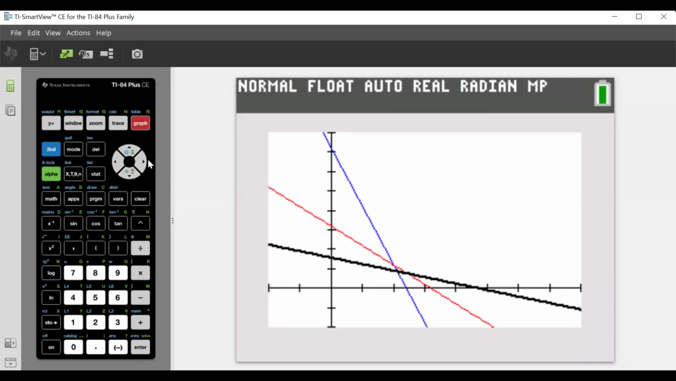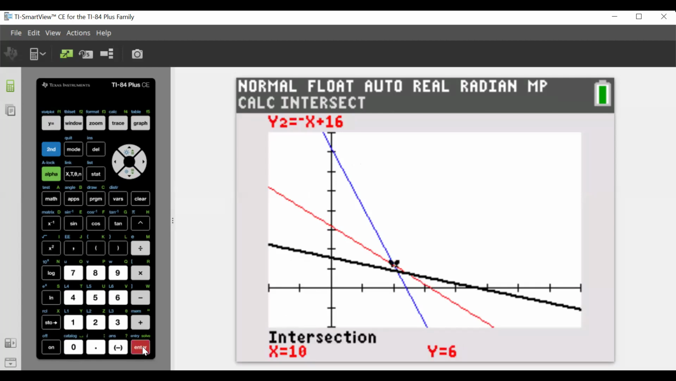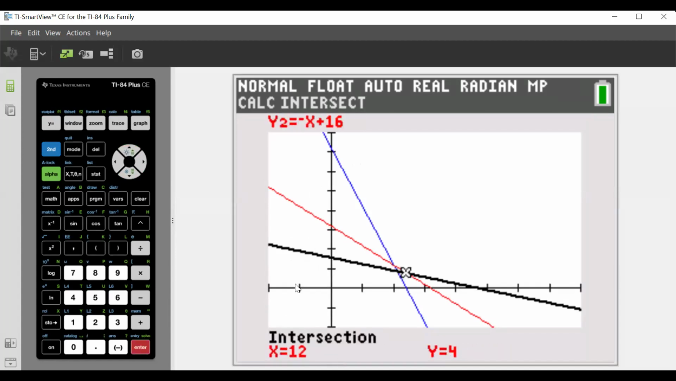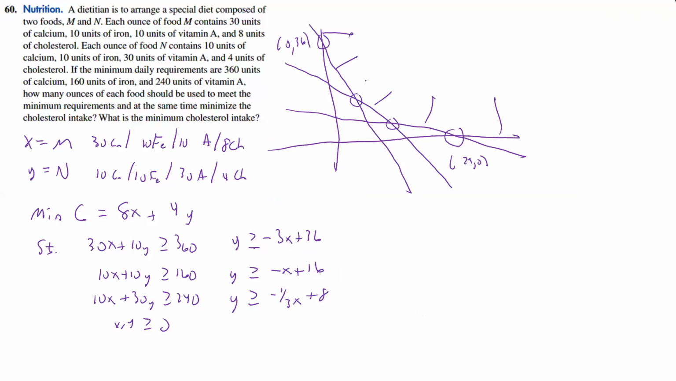So we need the blue and red and black intersections. First things first, blue and red. So 10, 6 is going to be one of them. Now we need to intersect, let's go black, and not black again, but red. And that gives us 12, 4. All right, so 10, 6, and 12, 4. So now we need to minimize C.